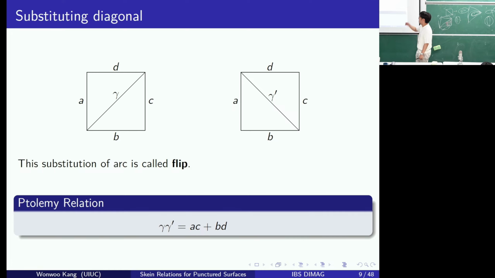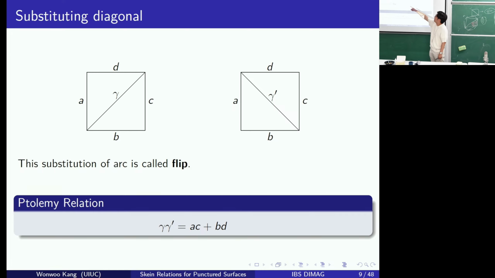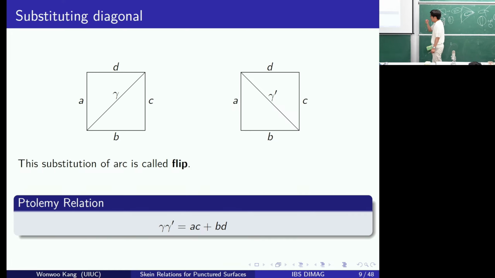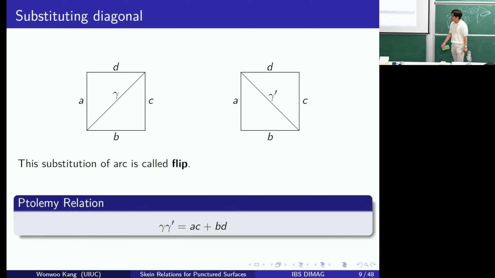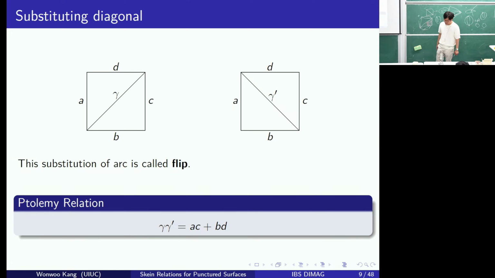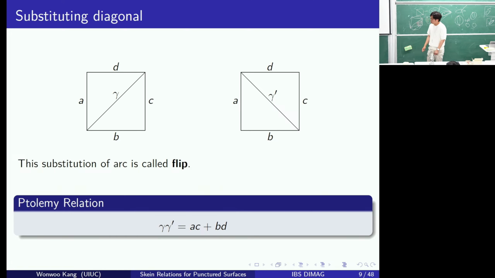So how do we talk about the relation? If we have a diagonal and substitute it with the other diagonal inside the quadrilateral, there's a famous theorem, from ancient Greece I think, called the Ptolemy relation. The Ptolemy relation says that if there's a quadrilateral inscribed in a circle, then if you multiply the lengths of the diagonals, you get the sum of the products of the two pairs of opposite sides.